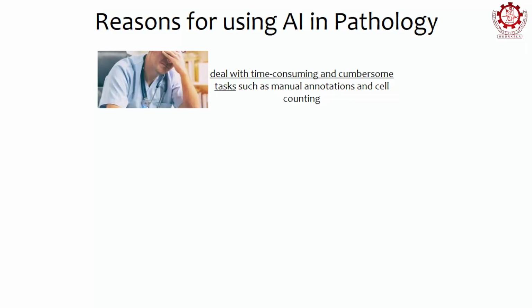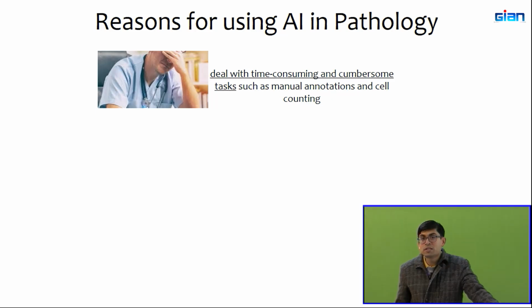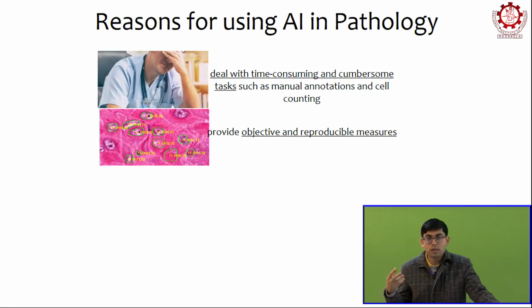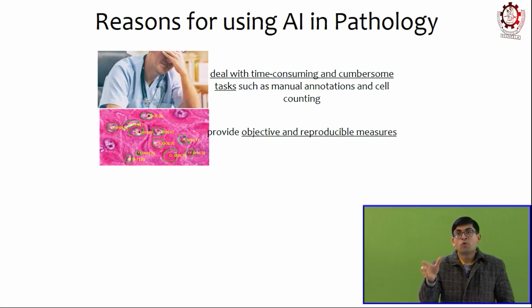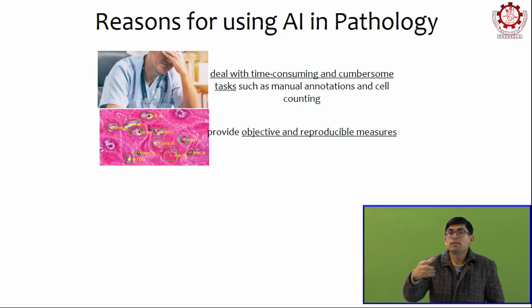So, as a summary, what are the reasons why we want to use AI in pathology? First, time consuming and cumbersome tasks like manual annotations and cell counting can be reduced. But the primary idea is to have reproducible measures. If you tell, with certain conviction, that there are round nuclei or elongated nuclei in that particular tissue, then because you provide numbers, when you provide it to pathologist A, B, C, D, they see the exact same thing.